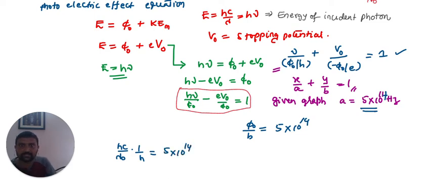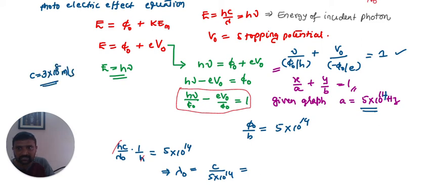Then from this we can cancel the h on either side. We want the threshold wavelength lambda naught. So threshold wavelength lambda naught equals c by 5 into 10 power 14. That c is the speed of light in vacuum, which is 3 into 10 power 8 meters per second. Substituting 3 into 10 power 8 by 5 into 10 power 14, that is nothing but 0.6 into 10 power minus 6 meter.